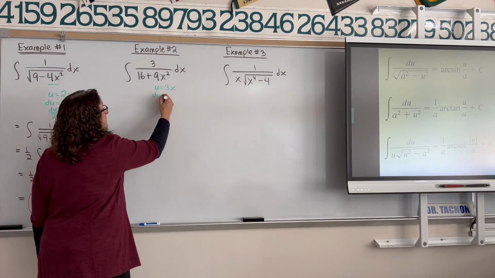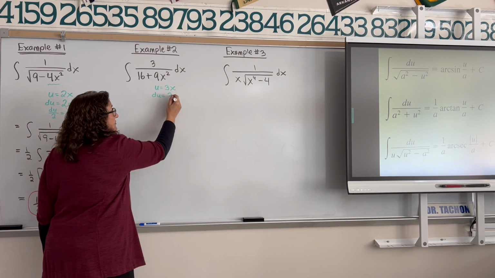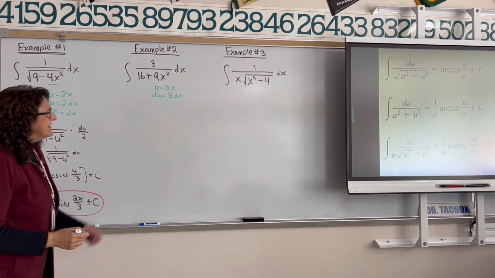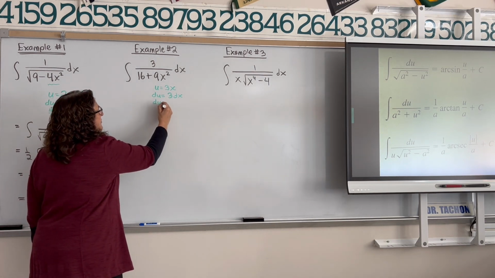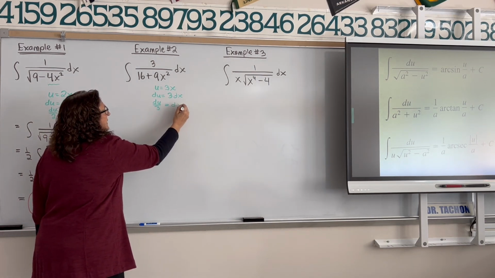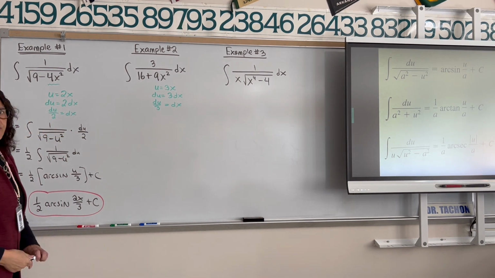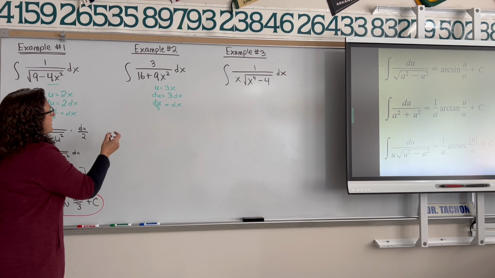You want to get your du. So what is the derivative of 3x? It's 3 times dx. Your du, your differential. I like to get dx by itself, so du over 3. And there's my dx substitution. All right? So let's go ahead and rewrite this integral so we have the x's in terms of u's.